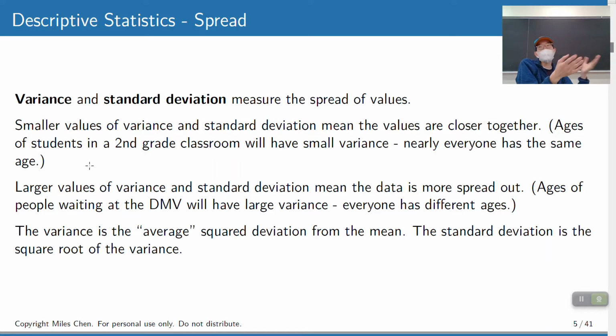So the example I like to use is just imagine a second grade classroom, and imagine the students in the second grade classroom. What are the ages of the students in that classroom? In second grade, pretty much everybody is 7 years old, right? Maybe some 8 years old. At the beginning of the school year, everybody's 7, and then as the months go by, some students become older. But nearly everyone has the same age, so you have very low spread as far as the numbers that you see.